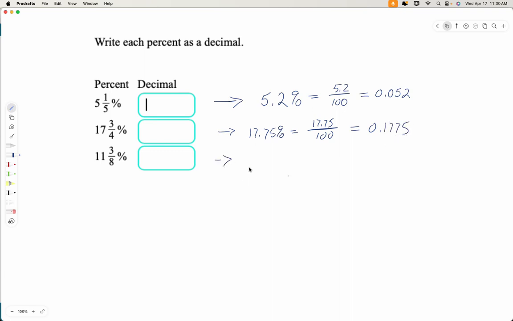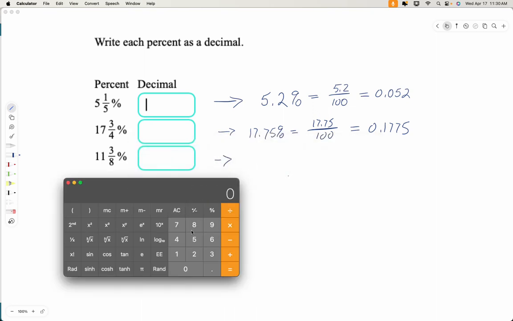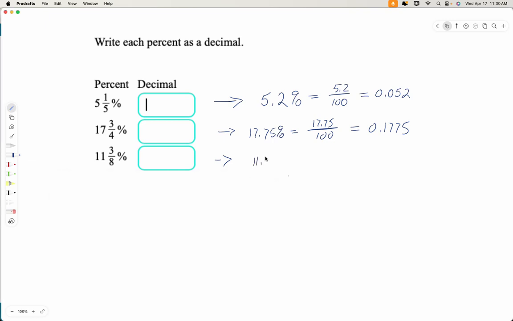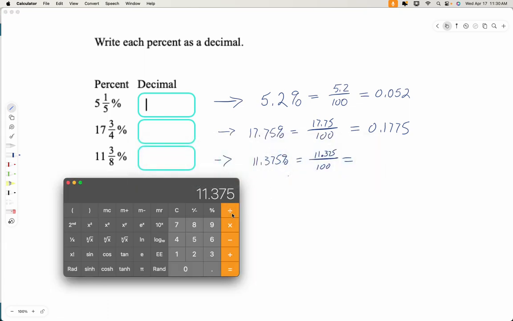Okay, this one we're going to divide 3 by 8. 3 divided by 8, that's 0.375. We're going to add the whole number 11 back to it. So 11.375%. We'll put that over 100, which helps us drop the percent sign. So when we divide that by 100, we get 0.11375.